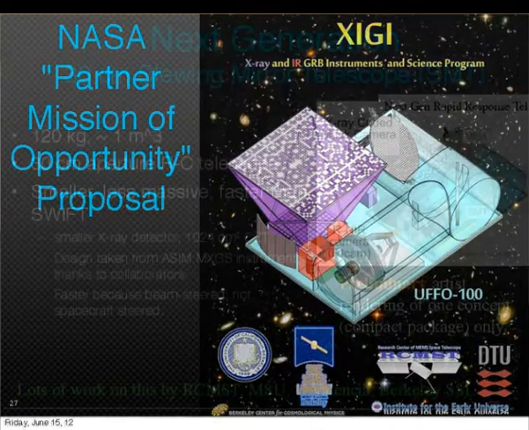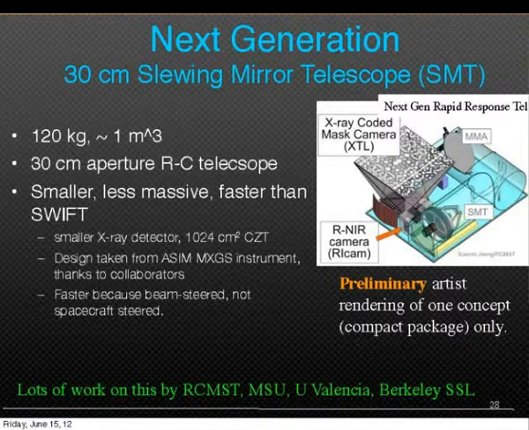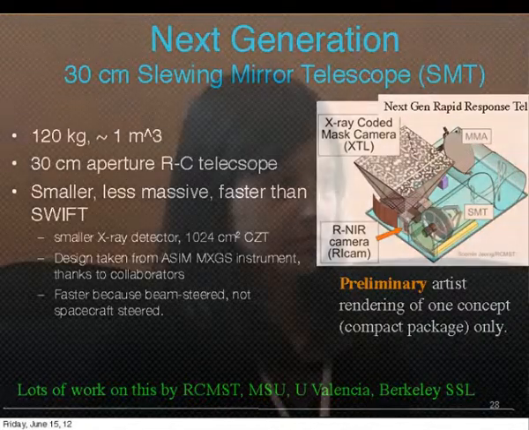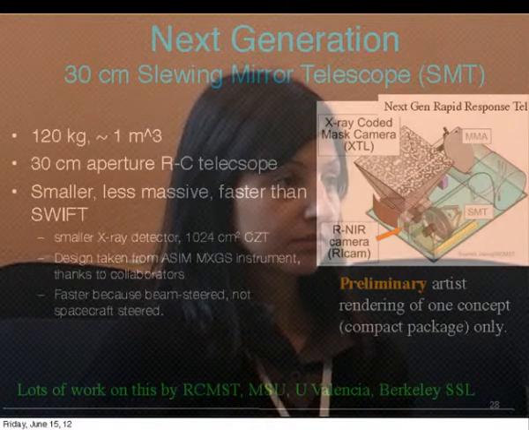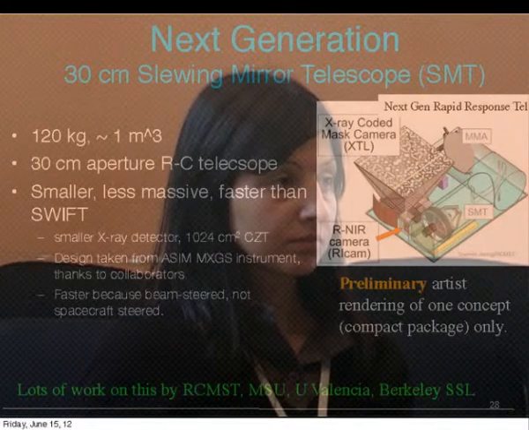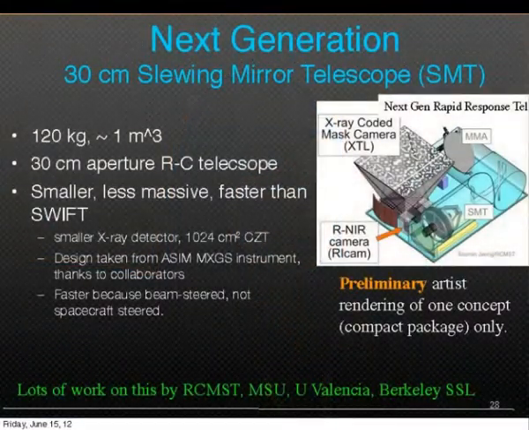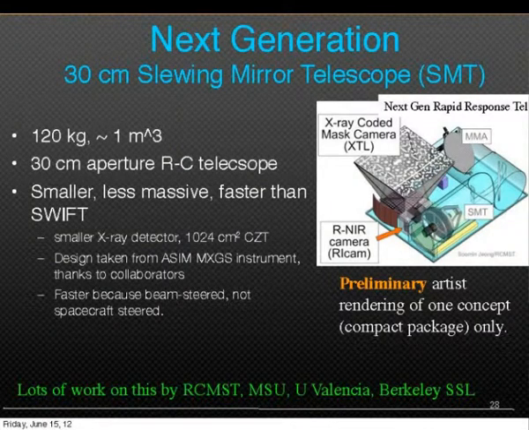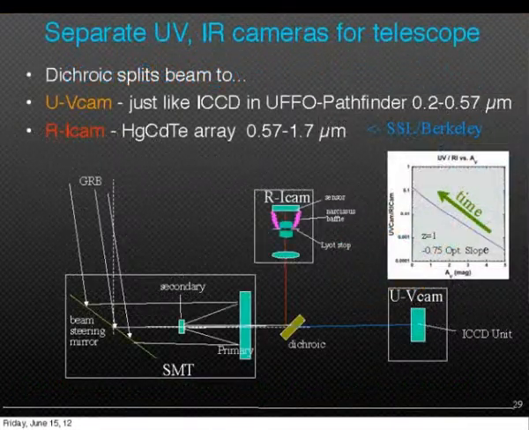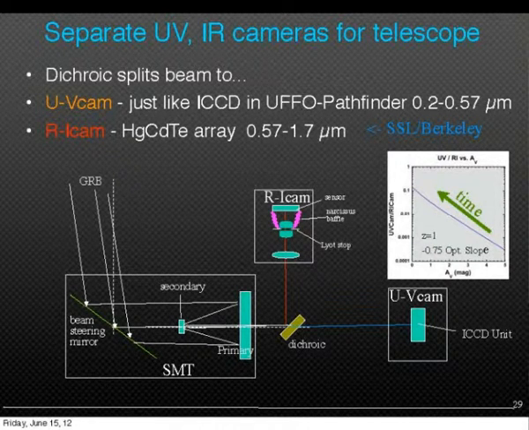I just want to remind you that it's, again, sort of the same mini Swift idea. A coded mask camera. Now we're trying to get up to 1,000 square centimeters, which we think we can fit in 120 kilograms in a next generation mission. Again, we have a steering mirror on a 30 centimeter telescope to try and get up to the same aperture size as Swift. And we want to use this dichroic to have both an optical and an infrared camera taking images at the same time.